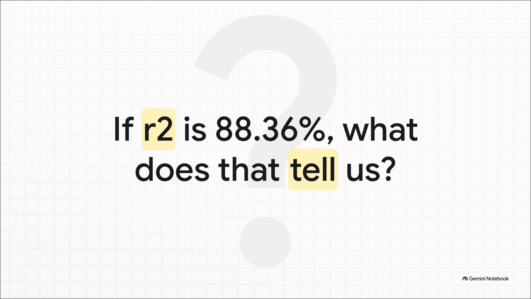Okay, let's do a quick active recall check. Say you run a regression analysis and your r² comes out to 88.36%. What does that actually tell us about our cost driver? Just take a second and answer it in your head. Got it? It tells us that exactly 88.36% of the variability in our total cost is explained by that specific cost driver, meaning it's a highly correlated, super reliable model.